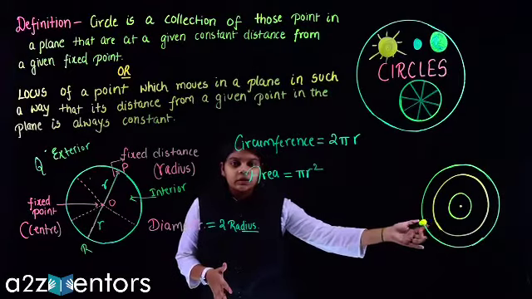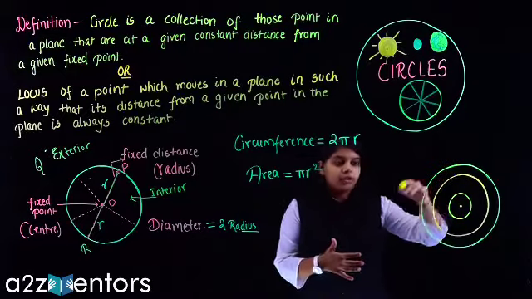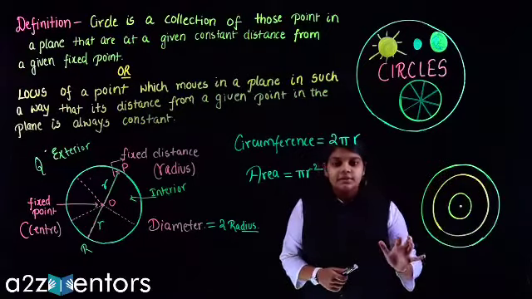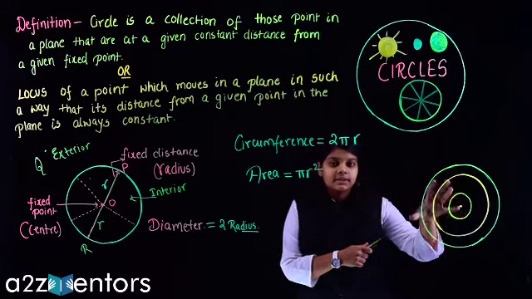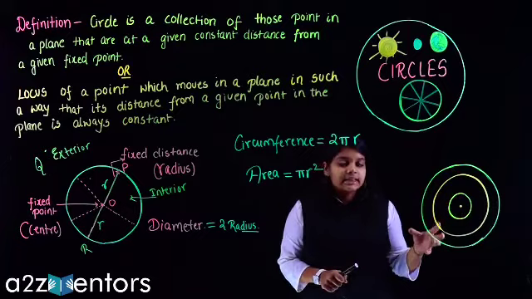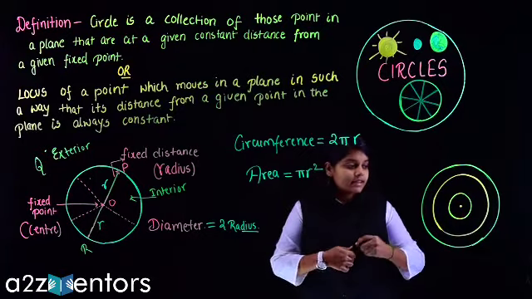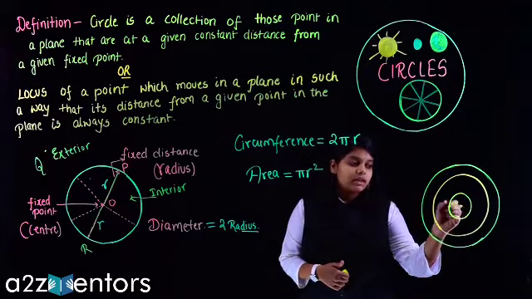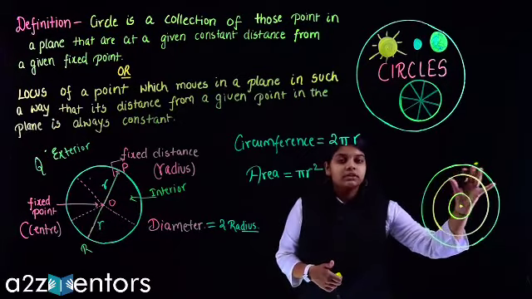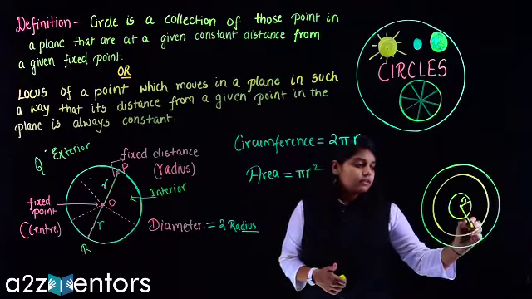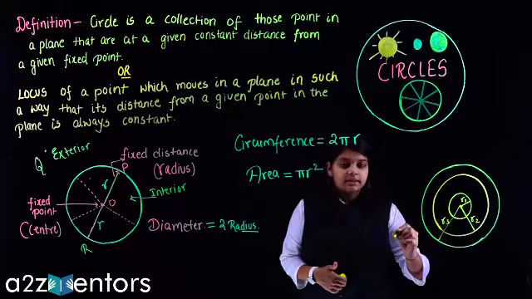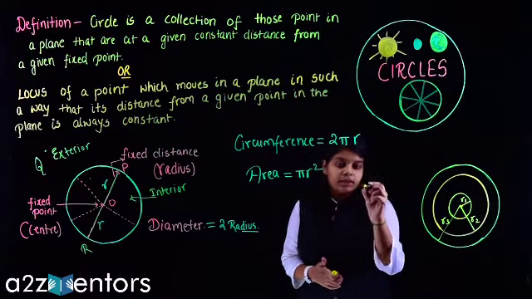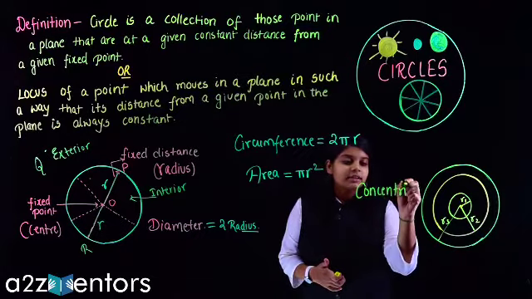Now look at this figure. There are certain circles drawn along this plane, isn't it? What do we call a figure like this, which has certain circles arranged in a symmetric order? This is known as concentric circles. Concentric circles have the same center point. The fixed point according to the definition is the same, but the fixed distance for each circle varies. The distance here is r1, this is r2, let us take it as r3. So the radius of each circle is different, but what is common? The center point is common. Such figures are known as concentric circles.